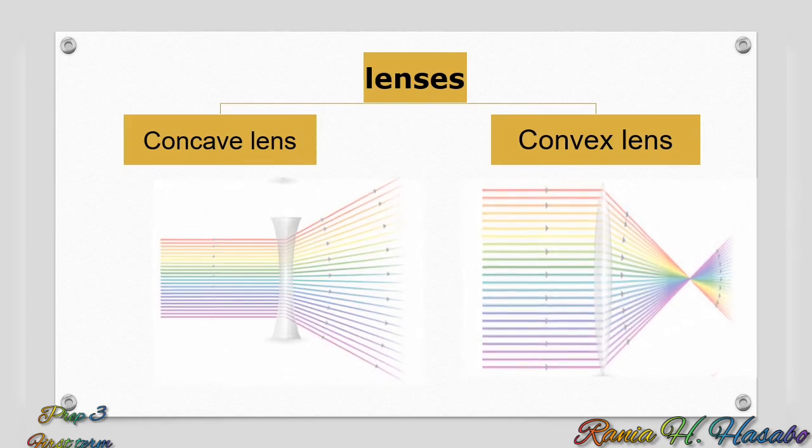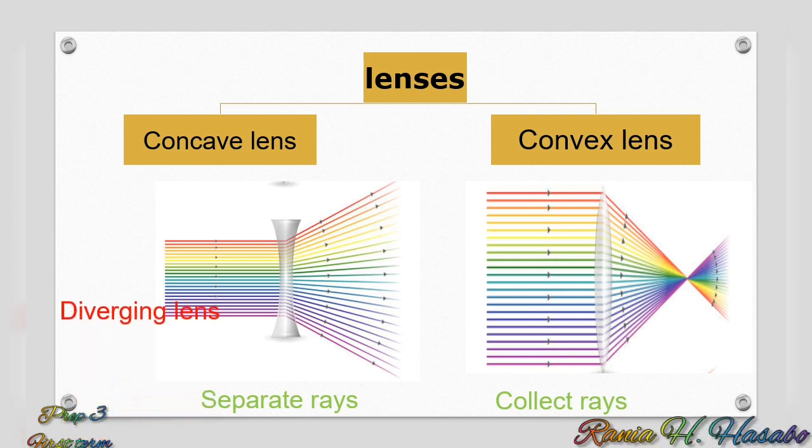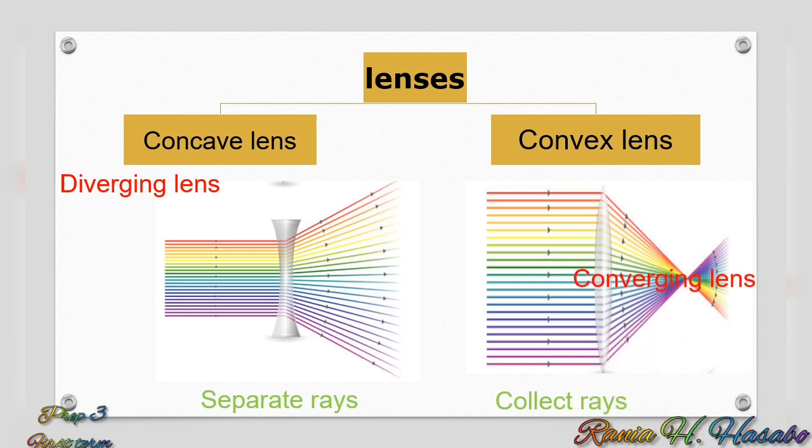Concave lens separates light rays falling on it, while convex lens collects light rays falling on it. So, concave lens is called the diverging lens, while convex lens is called the converging lens.